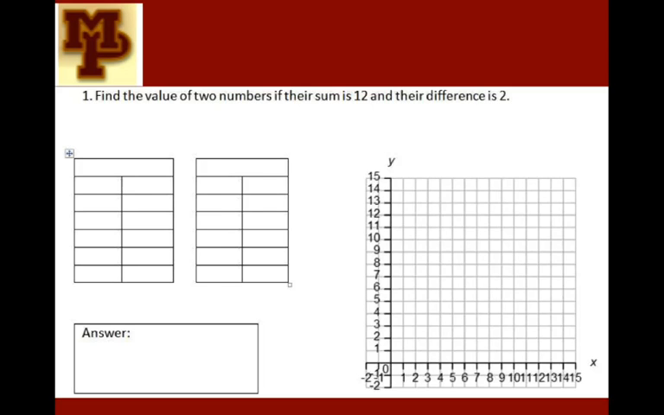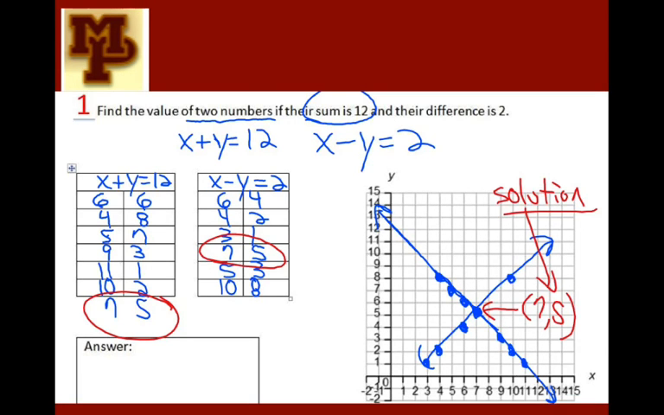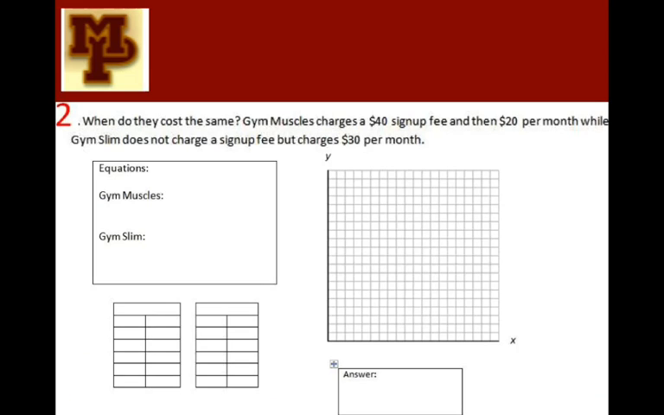Okay, another one, kind of a real-world one here, is the gym membership. So I'll do this one a little bit. Gym Muscles, it says, is $40 for the sign-up fee. So that would be y equals, and it's $40 for the sign-up fee, and then it's $20 every single month. So we'd want to do 20x plus 40.